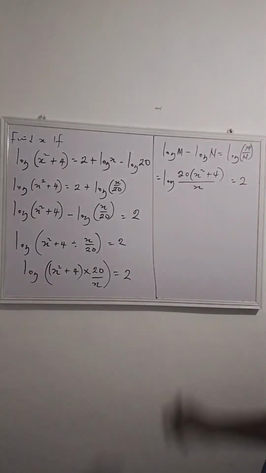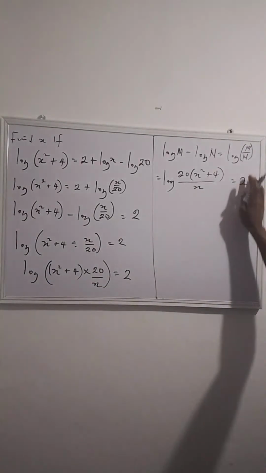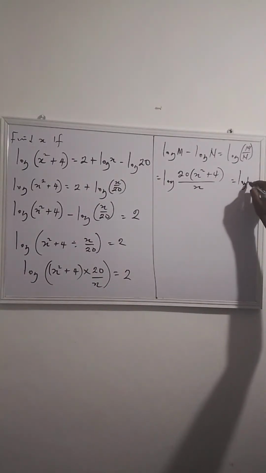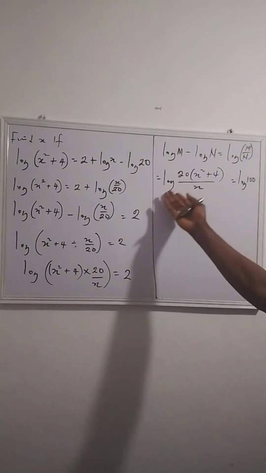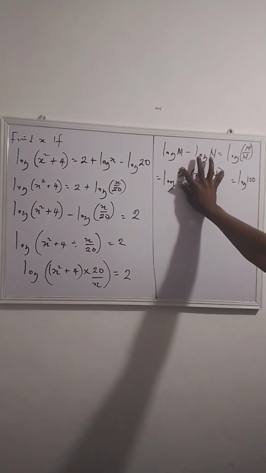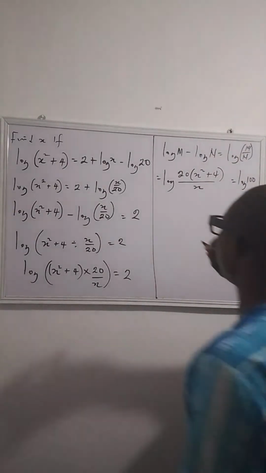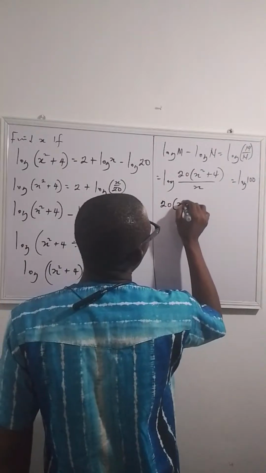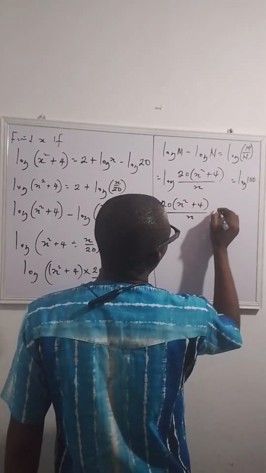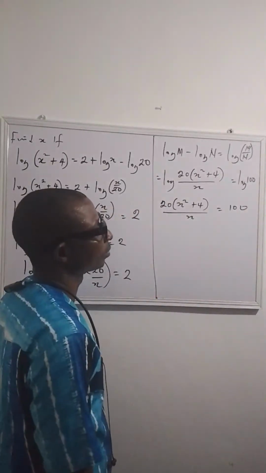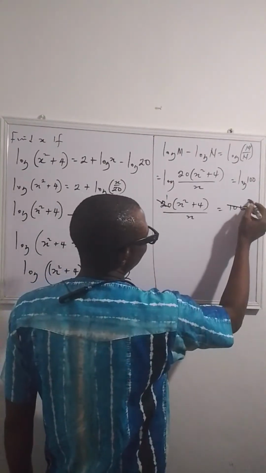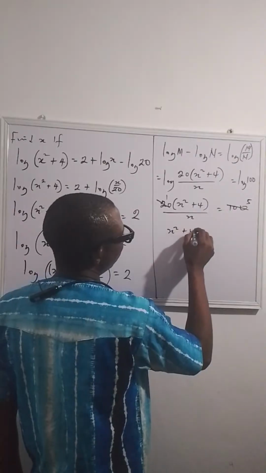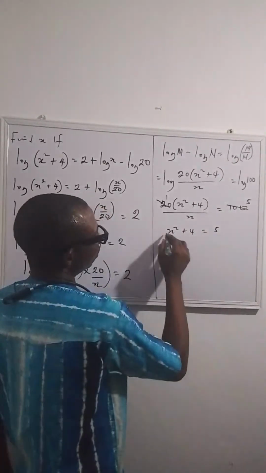That's what we have. So now this 2 is the same thing as log 100. 2 is the same thing as log 100. All right, so you can see now, since the two are equal, whatever you have here will be the same thing as what we have here. So you can just say 20(x squared plus 4) over x is the same thing as 100. All right, so now 20 goes here 1, 20 goes here is 5. So you have x squared plus 4 equals 5, and this one is over x.